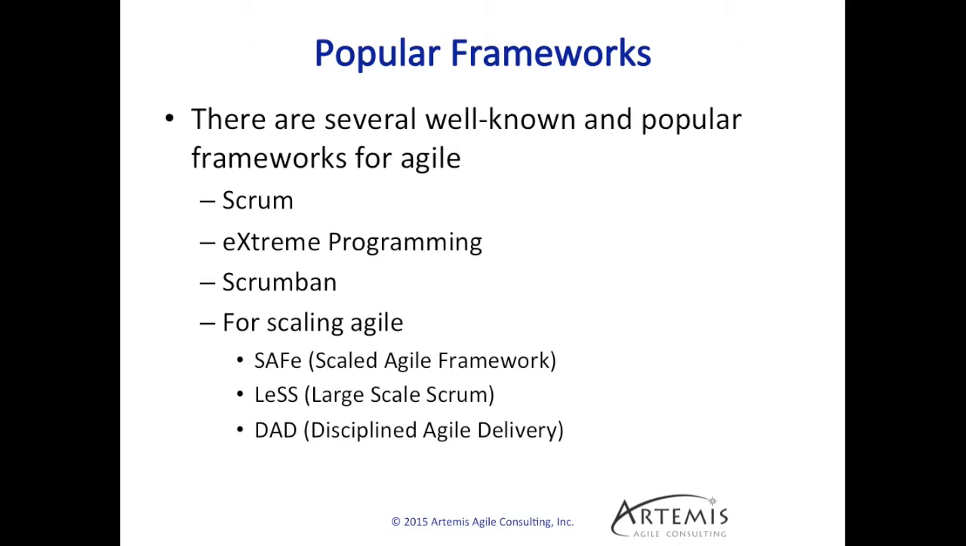And then if you're looking at scaling Agile beyond the team, SAFe, LeSS, and DAD, Scaled Agile Framework, Large Scale Scrum, and Disciplined Agile Delivery are definitely things that you can take a look at for how to transform your organization or enterprise to being more agile than just your teams.